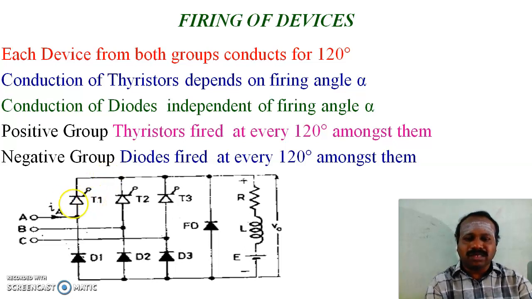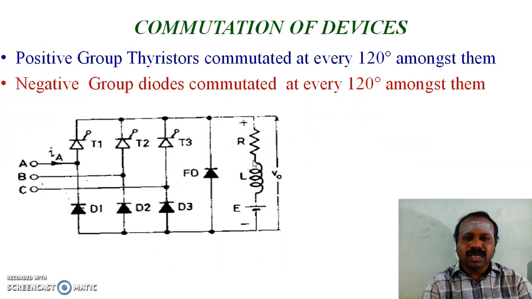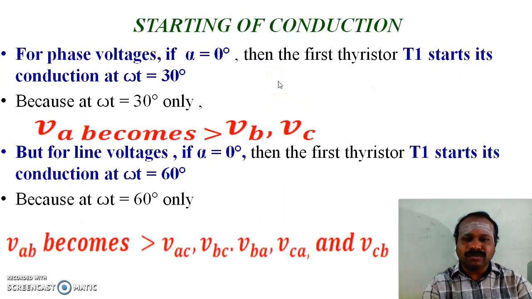Positive group thyristors are fired at every 120 degree amongst them. Similarly, negative group diodes are fired at every 120 degree amongst them. Commutation of devices. Positive group thyristors are commutated at every 120 degree amongst them. Similarly, negative group diodes are commutated at every 120 degree amongst them.